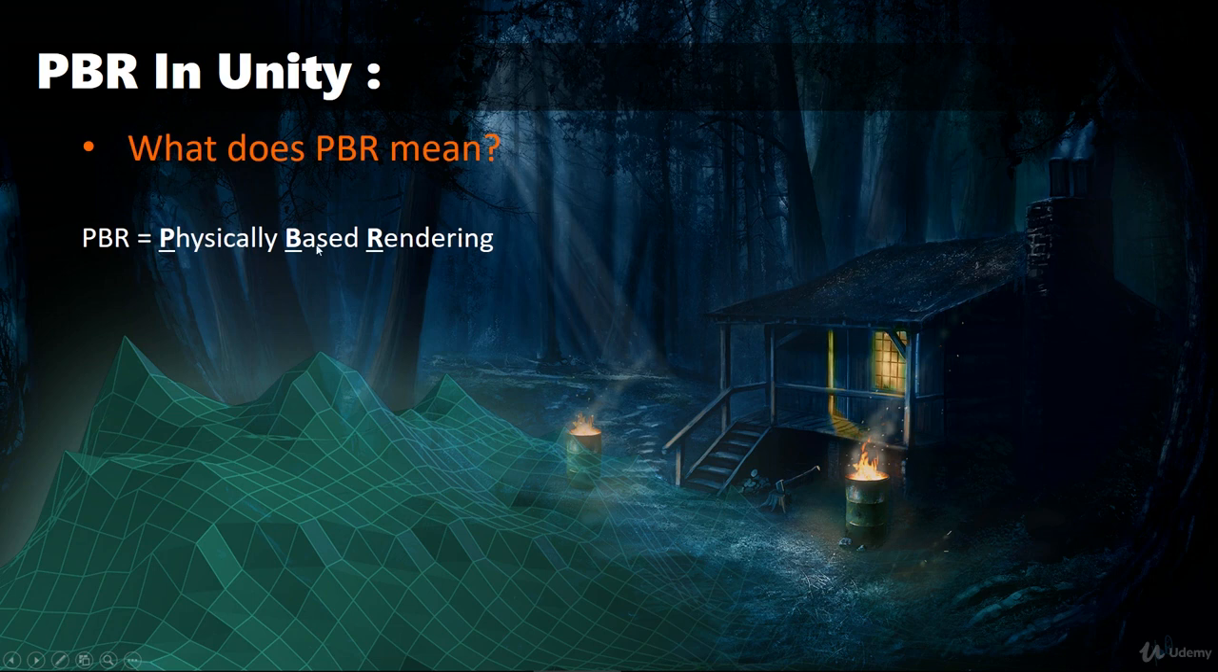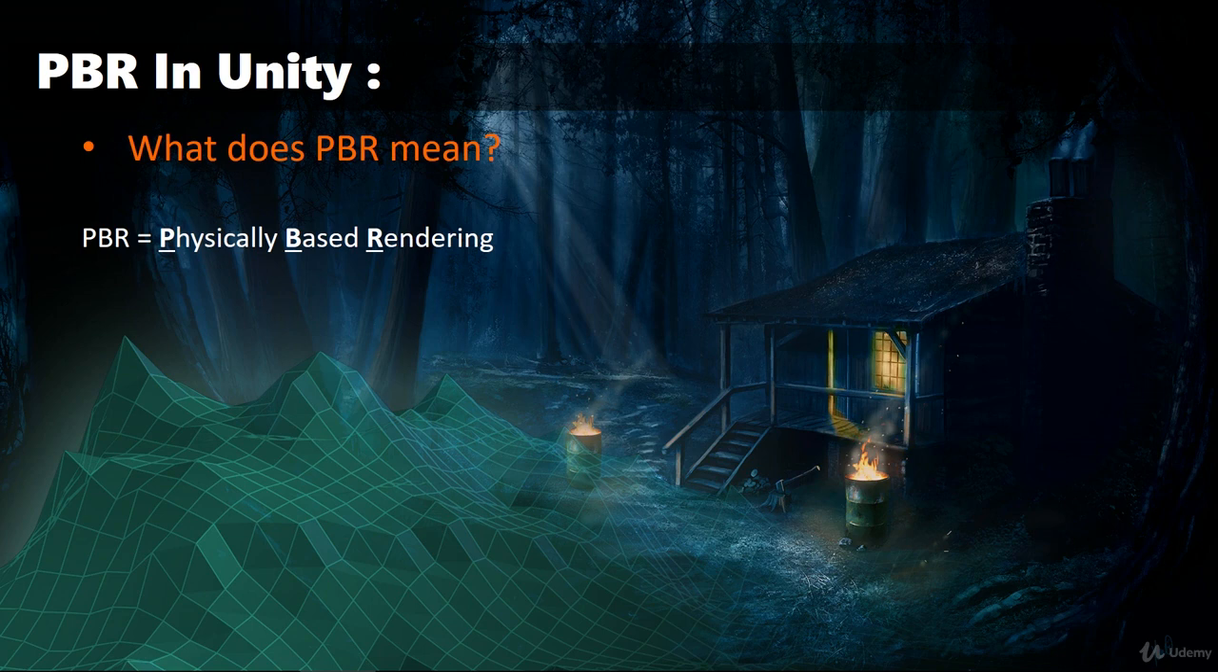So PBR, what does it mean? It means physically based rendering. That's it, PBR, physically based rendering. What that actually means is PBR is a realistic shading lighting model and provides an accurate representation of how light interacts with surfaces. It mimics the real world. It takes values from the real world and uses them to render surfaces. So PBR, physically based rendering, really is all about how light hits a surface. That's essentially the crux of it.